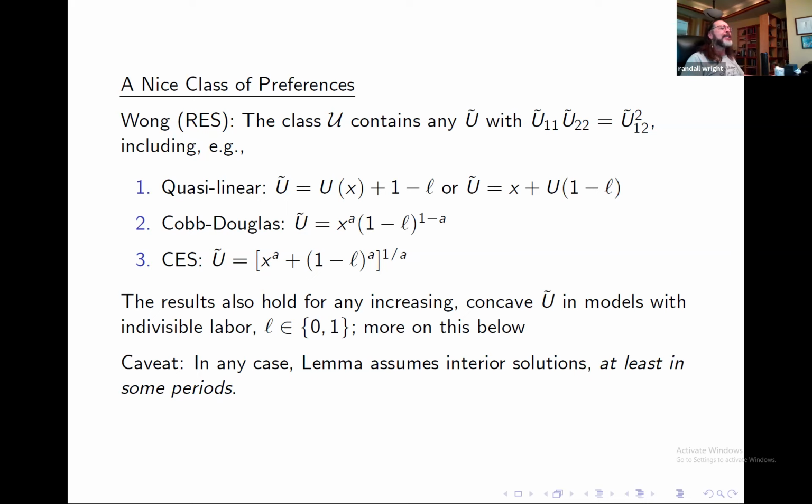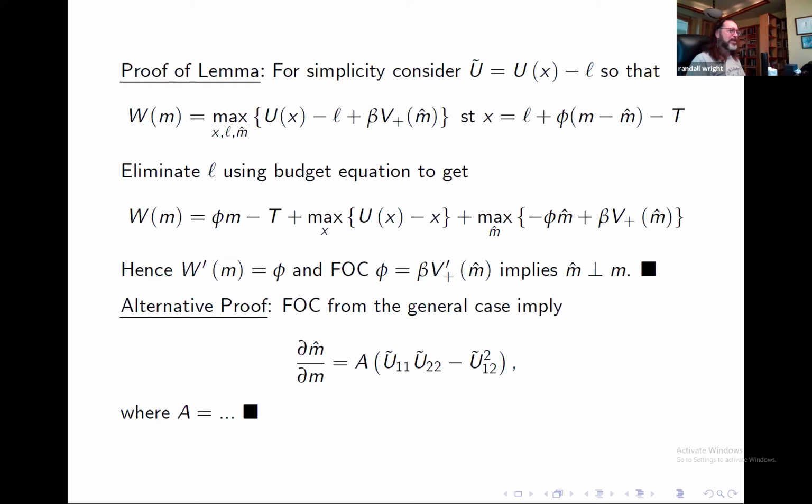So it certainly doesn't include any utility function, but there's a class of utility functions for which this works. A caveat, which I think means warning in Latin, it assumes interior solutions, at least in some periods. If you're at a corner solution, you get a little bit of a problem, but that's not too bad of a problem. So I can actually prove this easily.